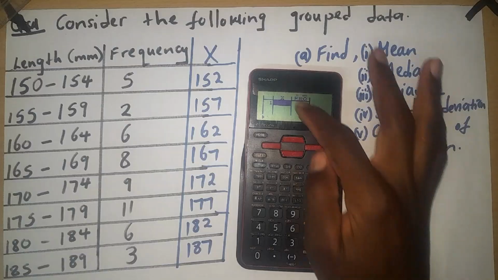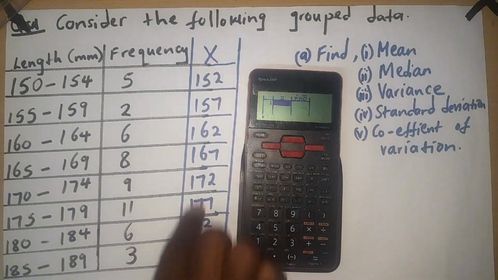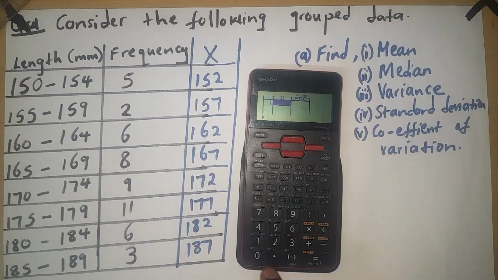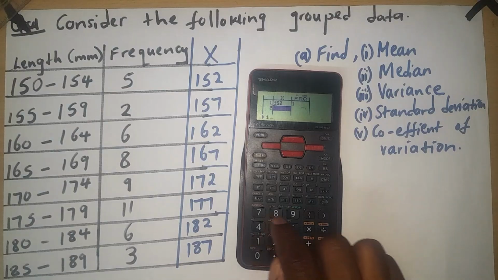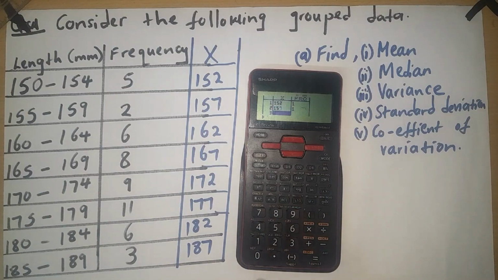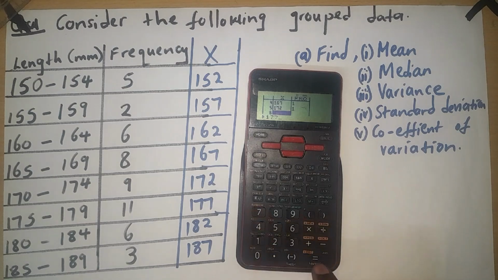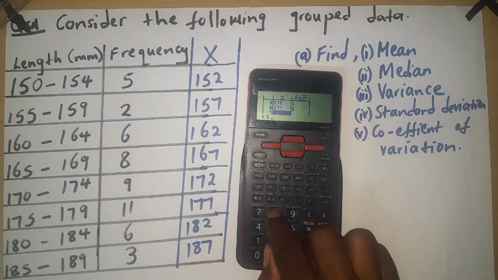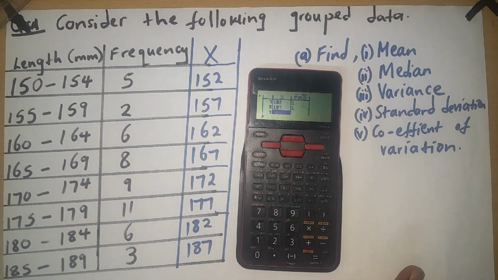In this table, the x column on top is where we put the midpoints. We say 152, then the equal sign. Now we see our data is being fed in: 157, equal sign, 162, equal sign, 167, 172, 177, 182, 187. So we are done with the midpoints.